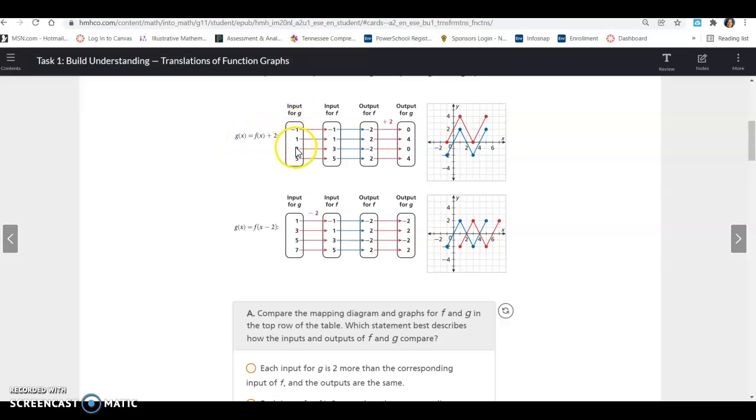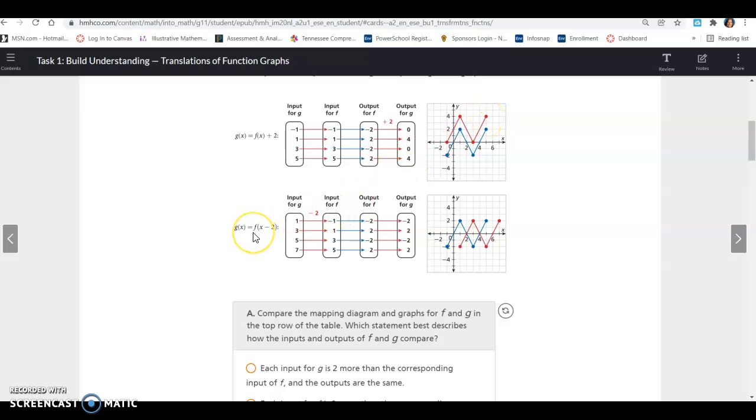So the input for g, negative 1, 1, 3, 5, negative 1, 1, 3, 5. So the inputs are the same for g and f. And then the output for f is, let's see, negative 2, 2, negative 2, 2. And the output for g is plus 2. So 2 more than all of these for f. So these numbers are each 2 greater than these. So when you graph these, you can see the blue line is the original function, or f, and the red line is the transformation, or g.